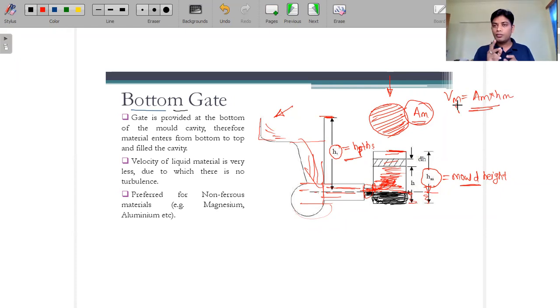But the important thing is that we are not directly filling this molten material to the hm height. The molten material starts filling from this gate. This one is the gate. From the gate only, the molten material comes inside this mold cavity. This is the mold cavity.